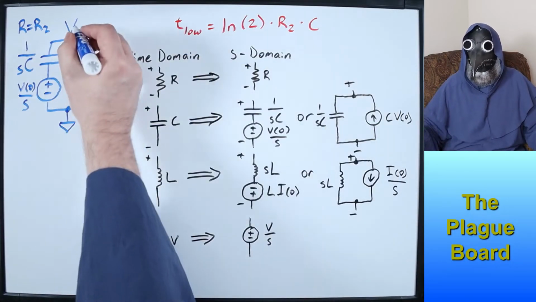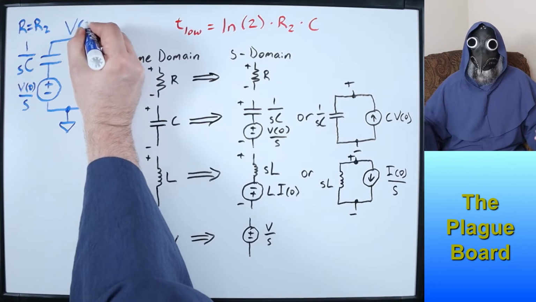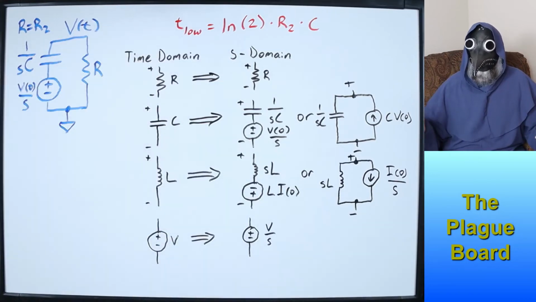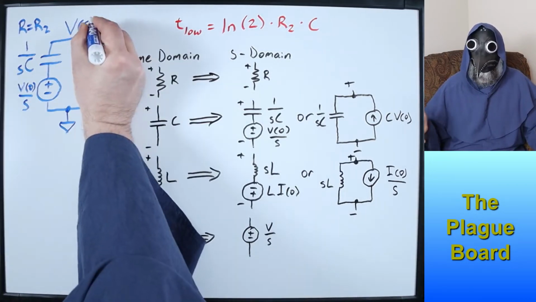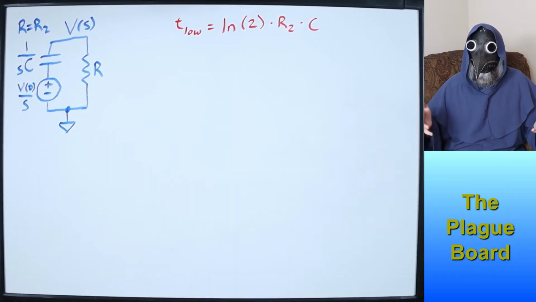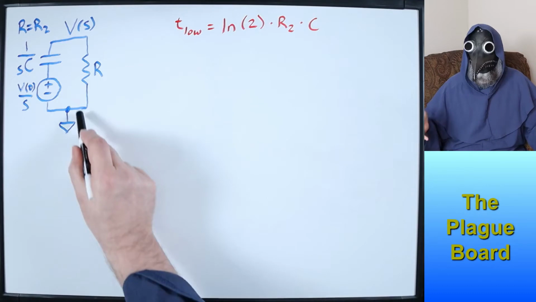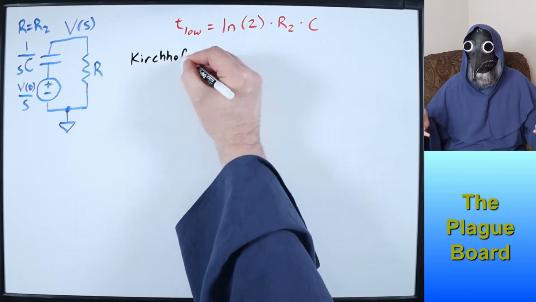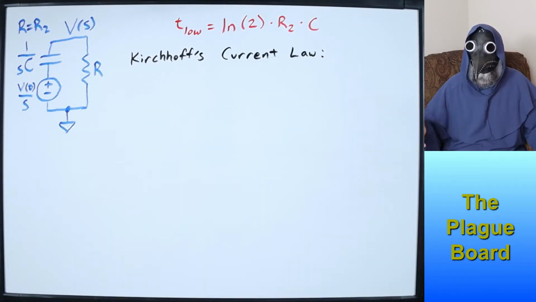This voltage here could be represented by V of t in the time domain, so I'll just change it to V of s in the s domain. Beautiful. Now, let's come up with an equation. Let's use the ground node as our junction for Kirchhoff's current law. Impedances can be used with Ohm's law. So, in the S domain, the current through the capacitor is the voltage across it divided by its impedance, which is 1 over S times C.